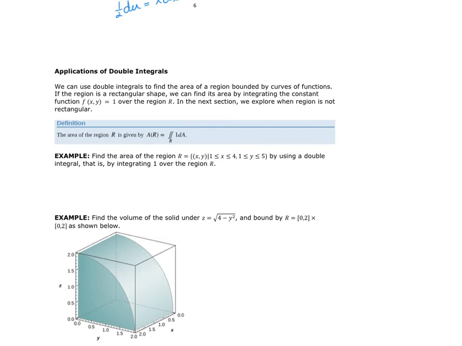So if they're asking me to find the area of the region, where I'm going from 1 to 4 and 1 to 5, this is simply going to be asking me to integrate from 1 to 4 and 1 to 5 of 1 dy dx. Now, I could have done it the other way. I just started with x first. It doesn't really matter. So then this is going to be an integral from 1 to 4 of y, evaluated from 1 to 5 of dx.